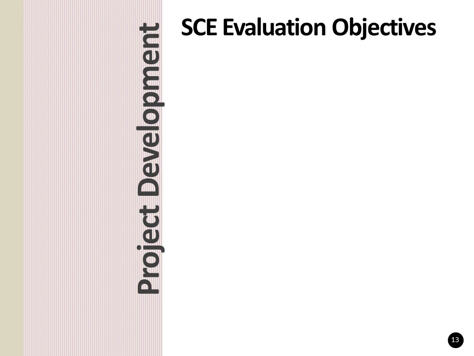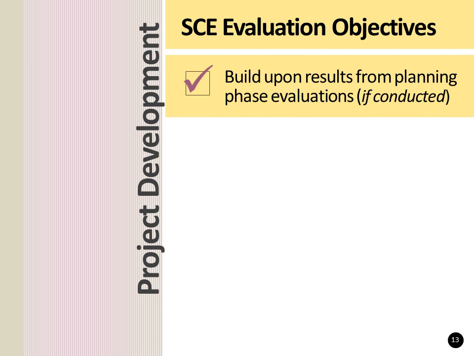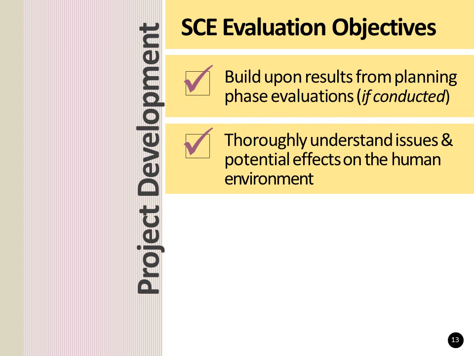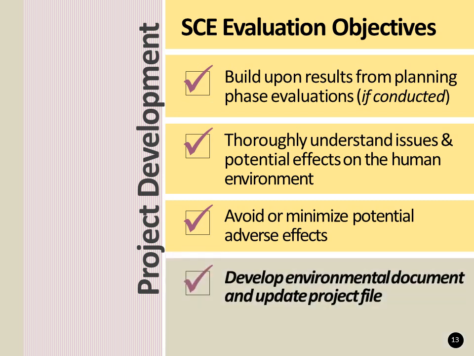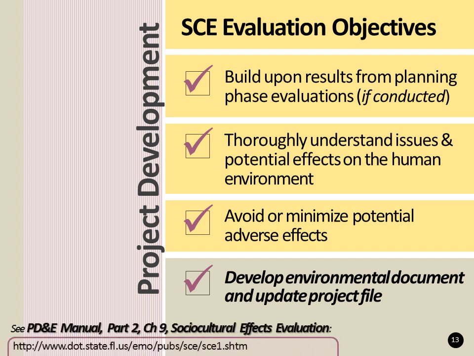The main objectives of SCE evaluation in the project development phase are to build upon results from any evaluations conducted in the project planning phase, to thoroughly understand community issues and potential for effects on the human environment, to avoid or minimize potential adverse effects through practicable means consistent with the requirements of the National Environmental Policy Act, and to report related findings and recommendations in the environmental document and to update the project file. The primary guidance for sociocultural effects evaluations during project development is Part 2, Chapter 9 of the PD&E Manual.